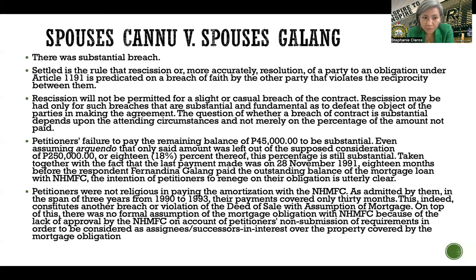As admitted by them, in the span of 3 years, from 1990 to 1993, their payments covered only 30 months. So that constitutes another violation of the deed of sale with assumption of mortgage. On top of this, there was no formal assumption of mortgage because it was disapproved, remember? It was, in fact, not approved because the spouses Canoe failed to submit requirements in order to be considered as assignees or successors in interest over the property.